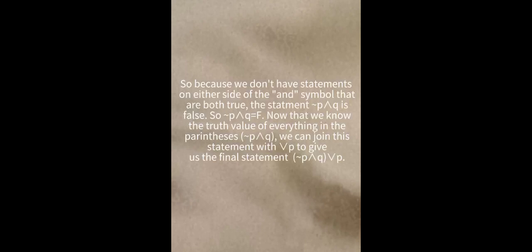What is the truth value of not P and Q or P? So because we don't have statements on either side of the AND symbol that are both true, the statement not P and Q is false. So not P and Q equals F. Now that we know the truth value of everything in the parentheses, not P and Q, we can join these statements with or P to give us the final statement, not P and Q or P.